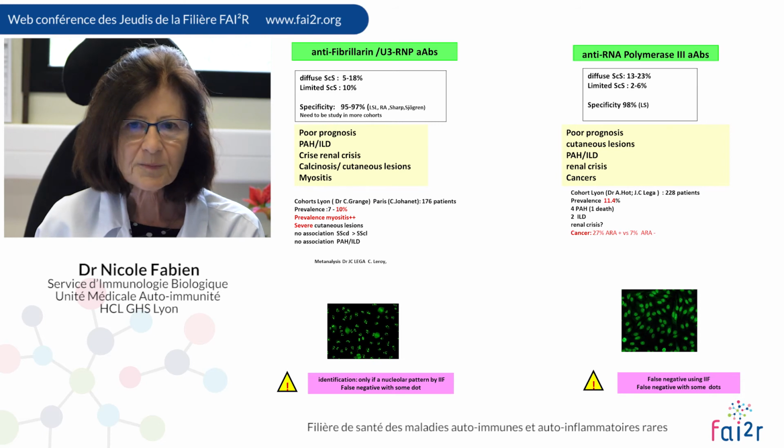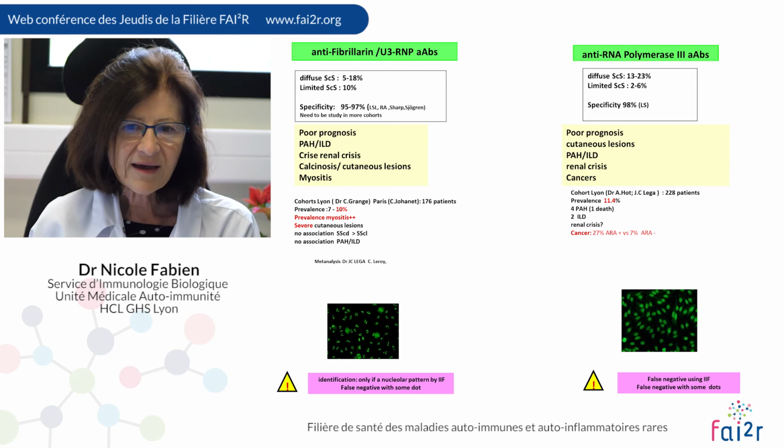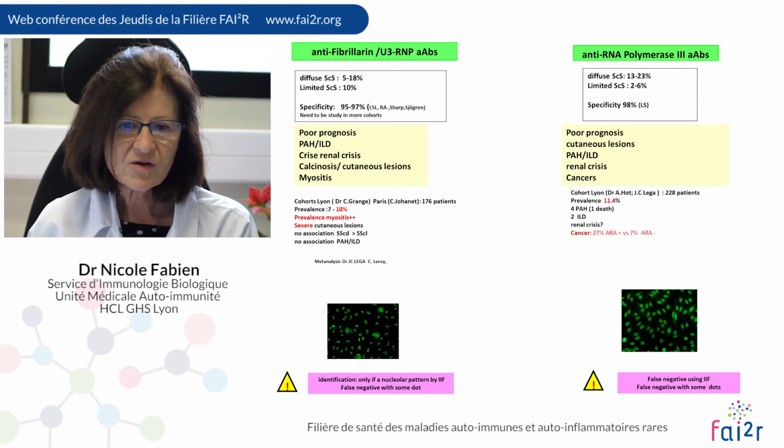For anti-RNA polymerase 3, again, poor prognosis with renal crisis and cancer also. You see that in our cohort, we found that 27% of patients with these antibodies display a cancer. So be aware and ask for searching a cancer when you've got these antibodies positive.